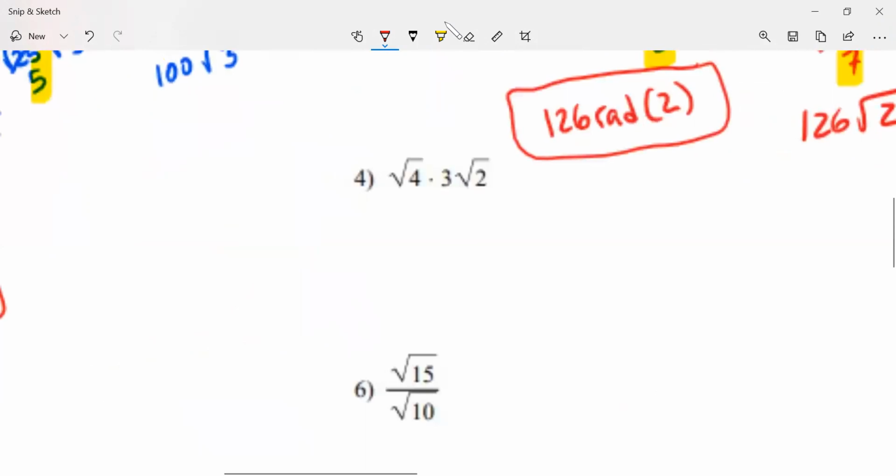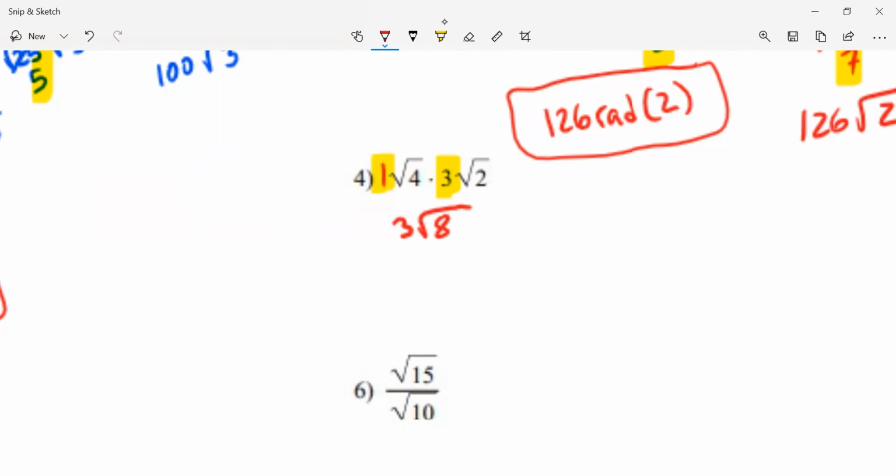Now looking at question number 4. Remember, first I'm going to look at the numbers outside of the radicals. This empty space technically represents a 1. So on the outside, I have 3, because I multiplied those two, right? 1 times 3. Inside the radical, let me multiply my radicals. 4 times 2 is 8. Okay, so I have 3 radical 8.